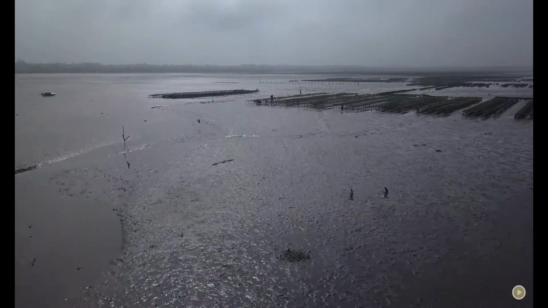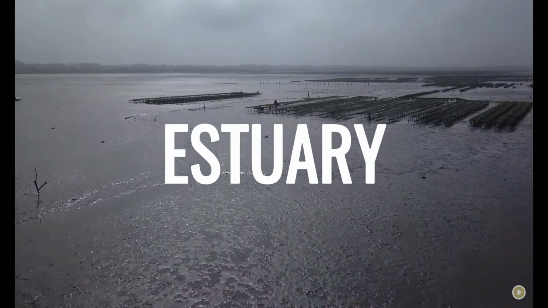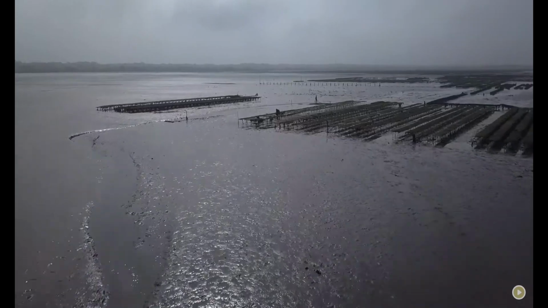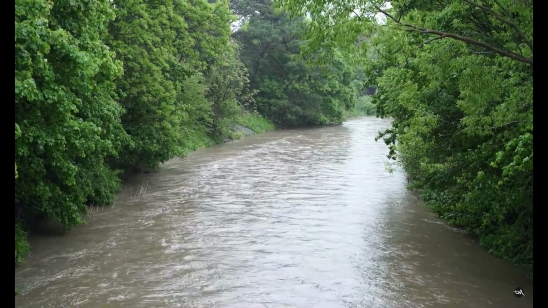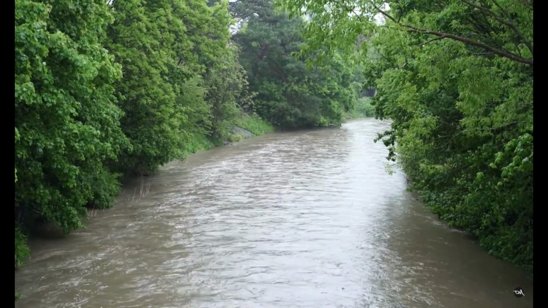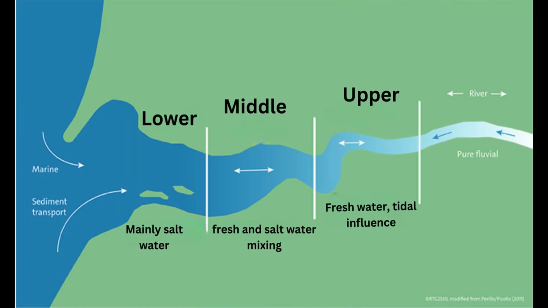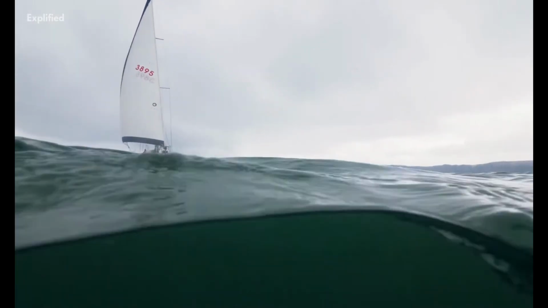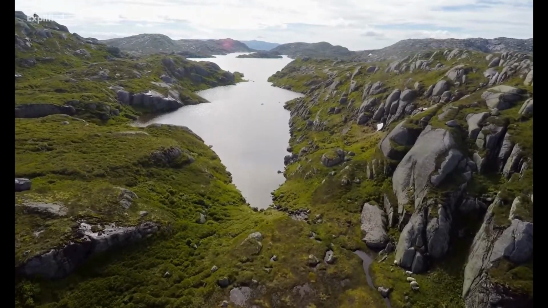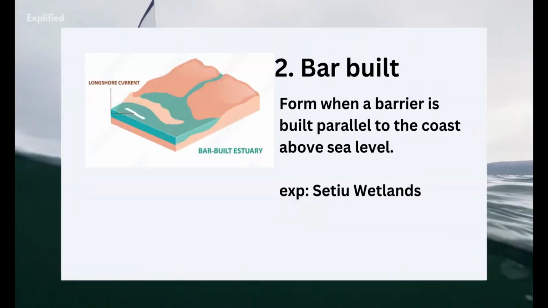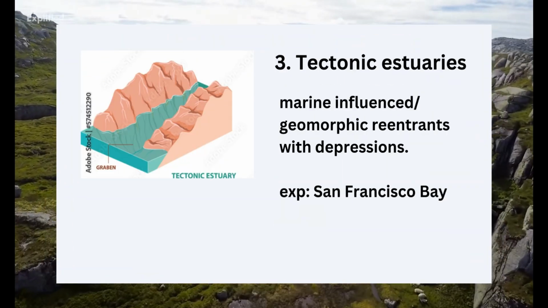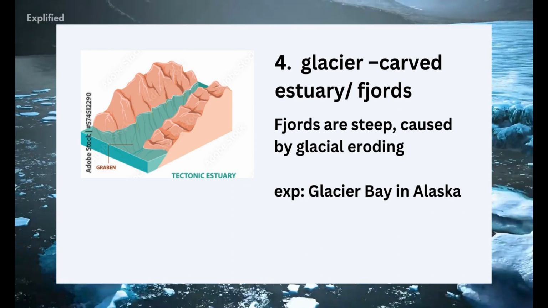Welcome to our exploration of estuaries, the confluence of freshwater and seawater, where sedimentation shapes landscapes under the influence of tidal and fluvial processes, divided into lower, middle, and upper regions. Each zone displays distinct hydrological characteristics. Estuaries manifest in various forms: drowned river valleys, bar-built structures, tectonic depressions, and glacier-carved fjords.